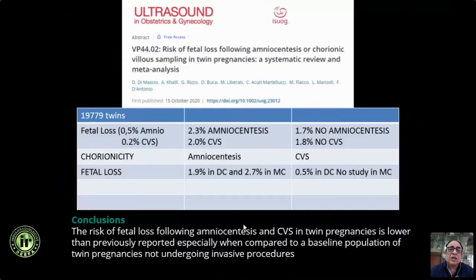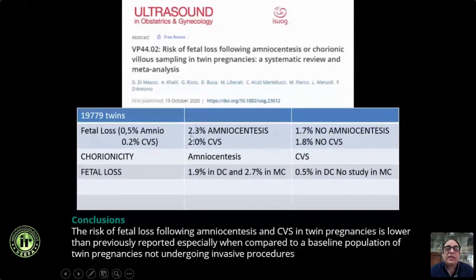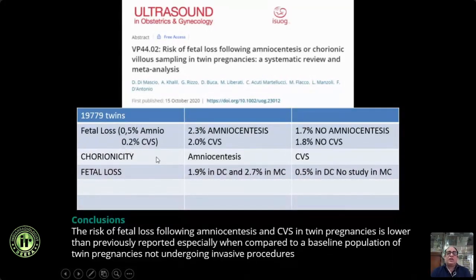This is another very important study done by Asma Khalil, who recently published this meta-analysis in October 2020 of the fetal loss rate in twin pregnancies. And very similar to what was published earlier, the fetal loss rate with amniocentesis in twins was 2.3%, and CVS was 2%. So very similar loss rates. But if you see that there was no amniocentesis and no CVS done, then the background risk was very high, leading to a final loss rate of as low as, as I said earlier, 1:500 to 1:1000.